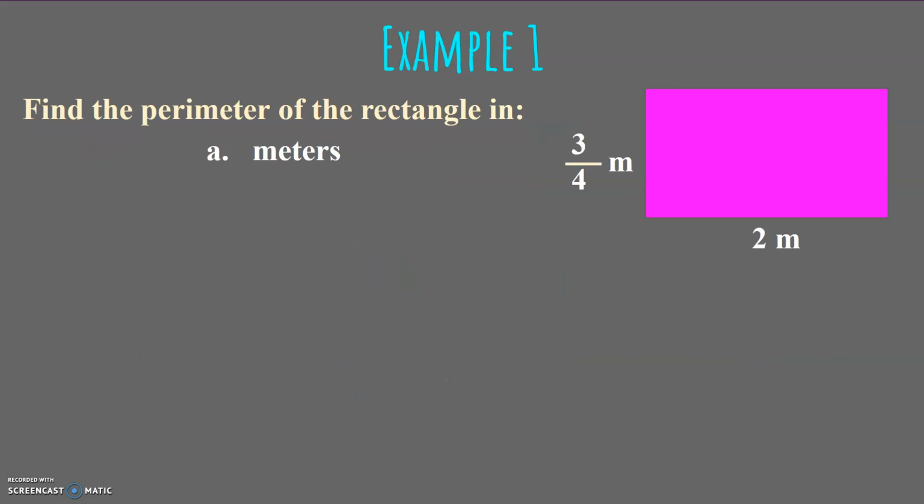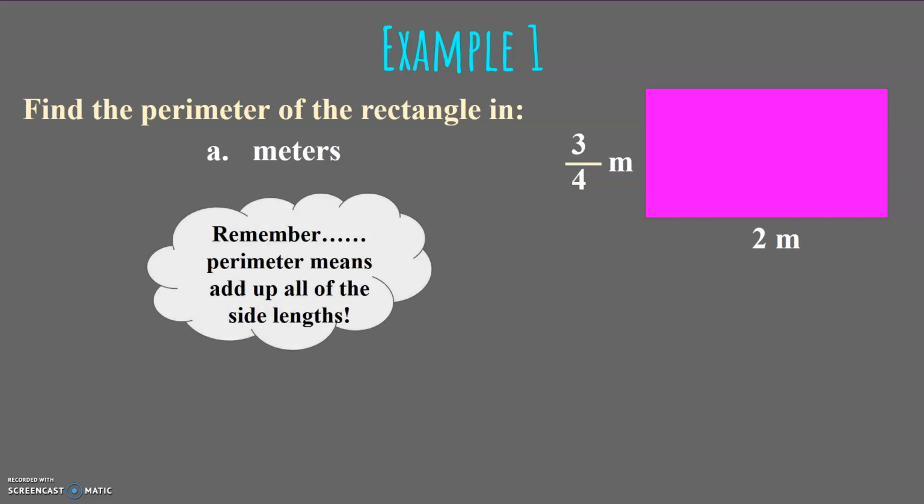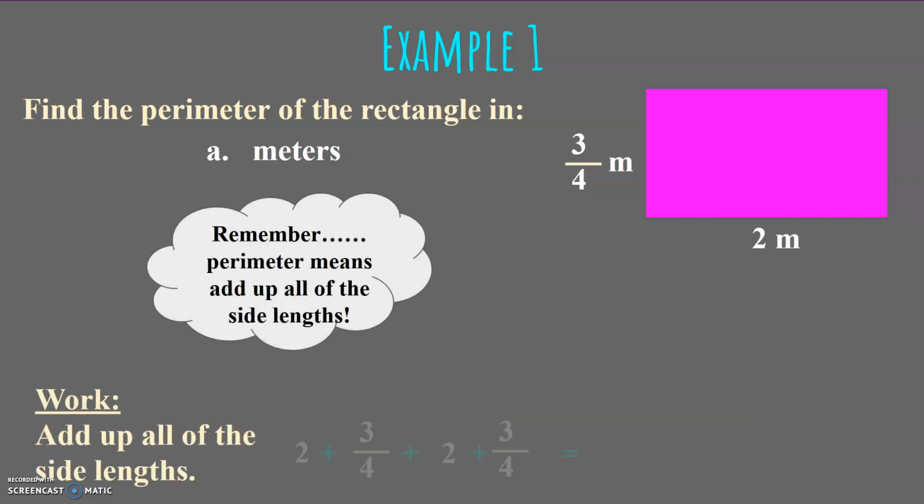Our first example is to find the perimeter of the rectangle. First, we're doing it in meters. Now, the side lengths are already given in meters. We just discussed that perimeter was adding the sides. So we're going to add up all the sides. There's 4 sides. Remember that even though we only have 2 measurements, there are 4 sides. 2 plus 3/4 plus 2 plus 3/4.